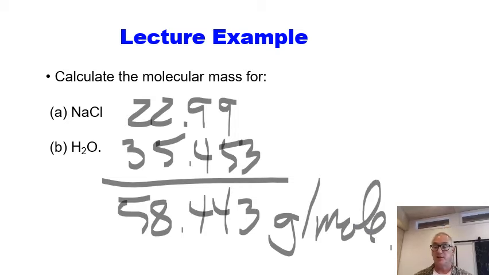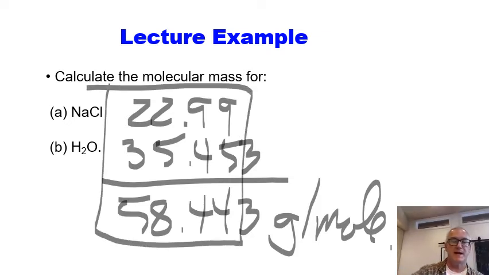But how many significant digits should I use? Well, I'm doing addition this time, right? For sodium, I've only got a mass with 2 digits past the decimal point. So I can only give an answer with 2 numbers past the decimal point. So I would round that to 58.44 grams per mole. Now, that means that a mole of sodium chloride has a mole of sodium and a mole of chlorine. So if I know the mass of sodium and chlorine, I know the mass of the compound sodium chloride.